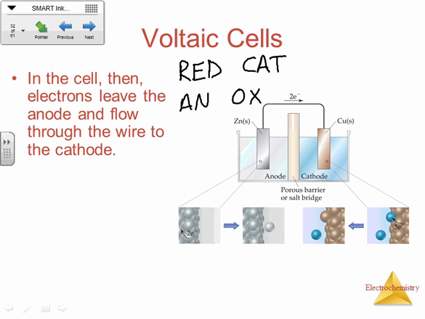So if reduction is happening at the cathode, then what's happening at the cathode? Reduction means what? Gaining electrons. So the cathode is where the electrons are being gained. That's where the electrons are going to, all right? Ox, so at the anode, oxidation is occurring. So what's happening at the anode? That's where the electrons are being lost. Okay, so they're going from the anode to the cathode. That's the flow of electrons, all right?